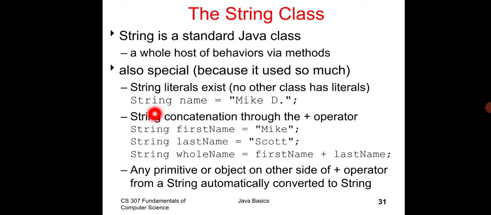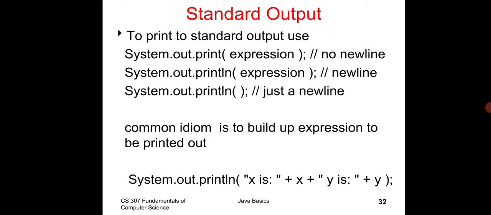Actually here I am having a String class. I am declaring the variable as String. I am declaring name as an object. For the name object I am going to declare the string as Mike D. Then first name is Mike, last name is Scott, whole name. In Java, plus normally indicates concatenating two variables. That is the main use of plus.